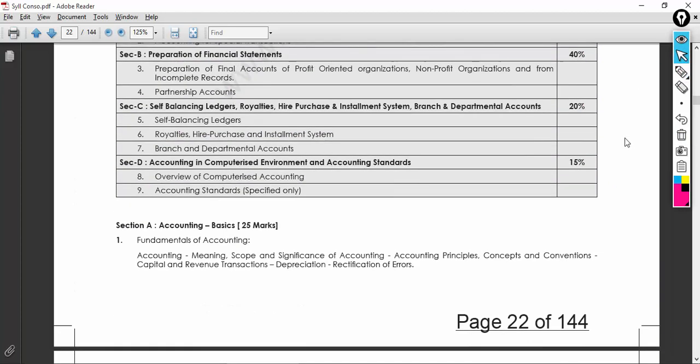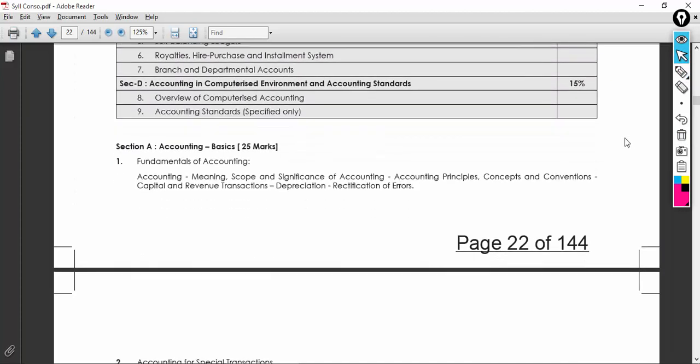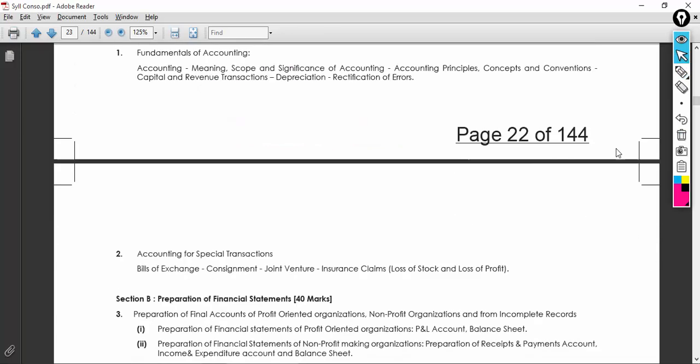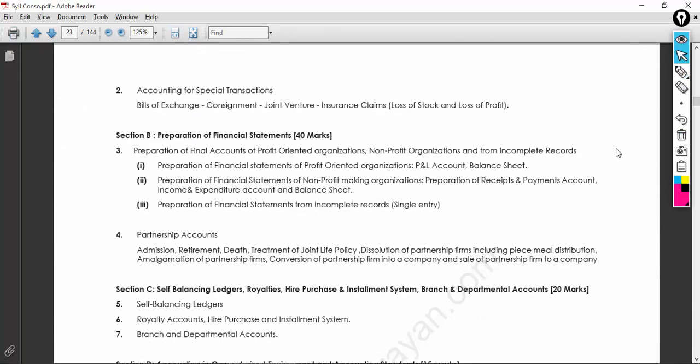And coming to the detailed analysis of the complete topics we discussed now. We have accounting basics, which carries 25 marks. You'll be understanding the accounting scope, significance of accounting, principles, concepts, conventions, along with depreciation, all those things you might have already discussed or read at the foundation level.